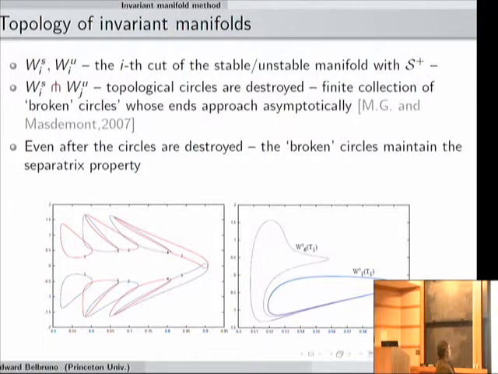Well, for example, here's an example of what happens. When the W1 stable intersects the fifth iterate of the unstable, then the W6 of the stable actually breaks and will wrap around this one here. So in the interior, you can define, again, the separatrix property.